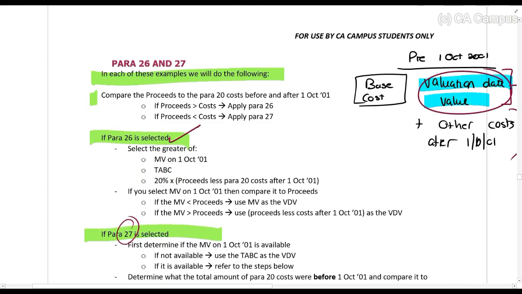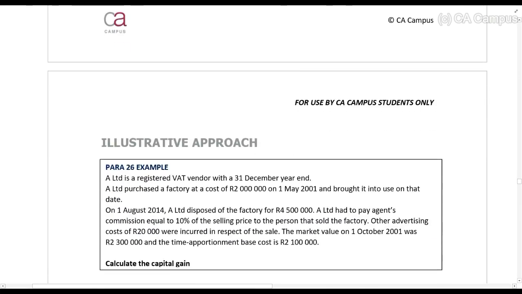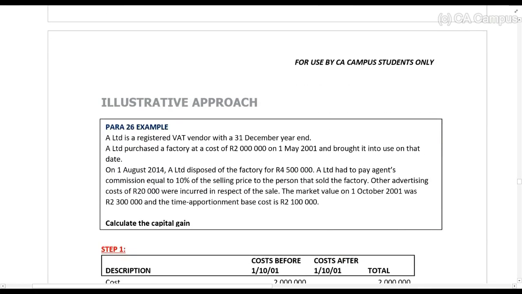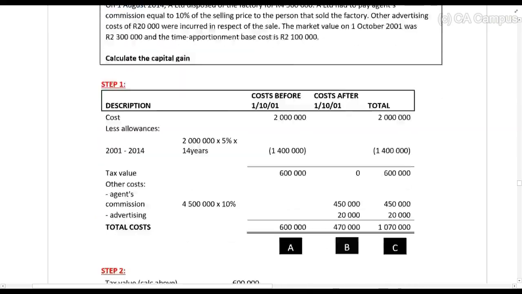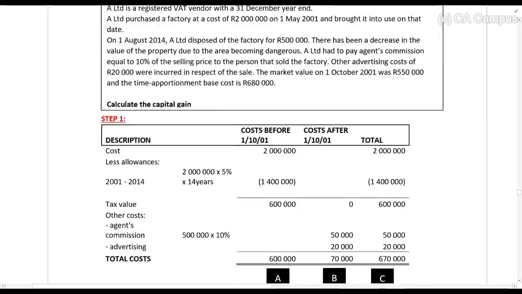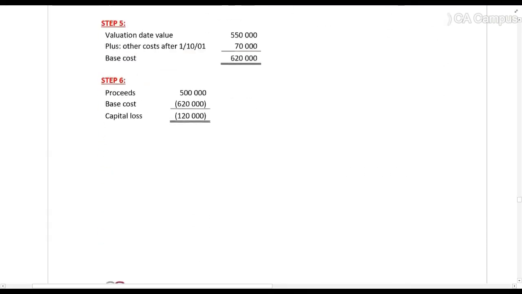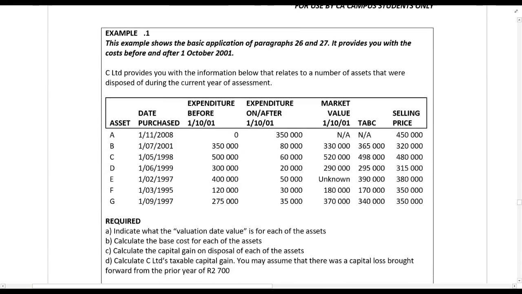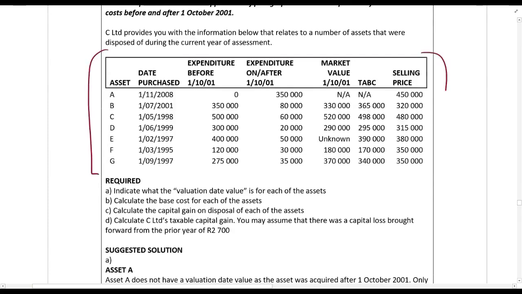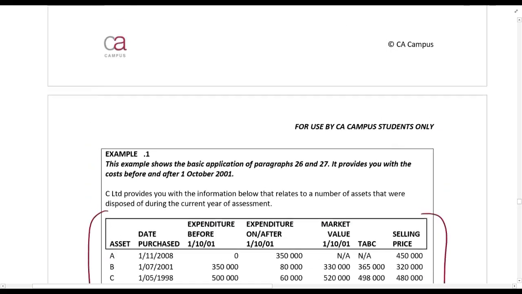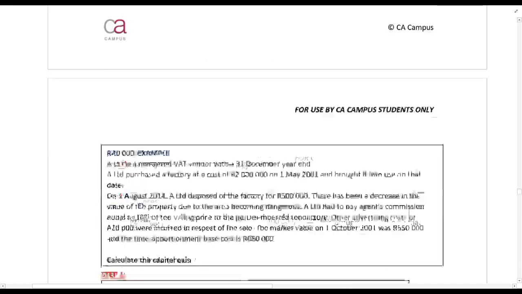Right, so here we go. I'm going to give you these two paragraphs, paragraph 26 and paragraph 27. I've given you two illustrative approaches for paragraph 26, and then one for paragraph 27. This should answer all of your questions. Then you will see that there's an example. I'm not going to do it with you, but this will give you extra opportunity to test yourself whether or not you know it. It is a very detailed example. If you can do this, then you can definitely calculate all base costs ever.